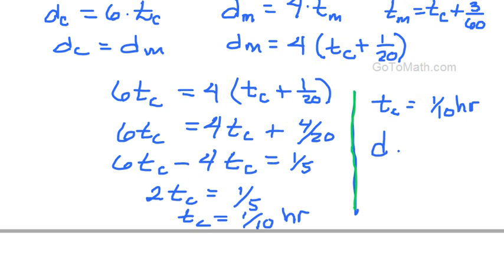Now remember, we're wanting to know the distance, and so we're going to do 6 miles per hour. We're going to go ahead and use that number, and that is 0.6 hours. 0.6 hours.